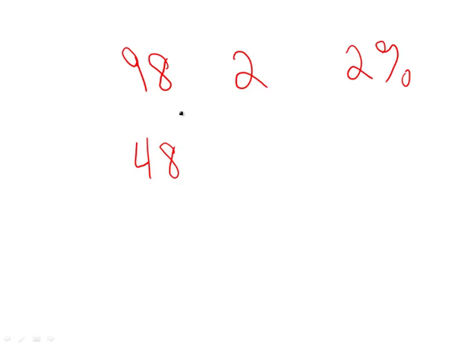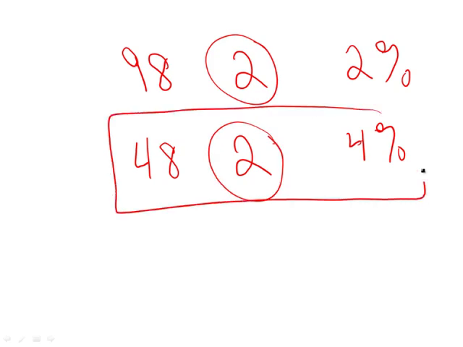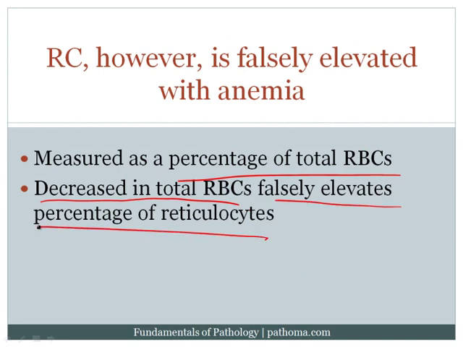then the patient would have 48 red blood cells, and because the vast majority of what gets destroyed are going to be the normal red blood cells, the patient would have 2 reticulocytes, and so now the patient has 2 out of 50. 48 plus 2 is 50. 2 over 50, which is really 4 over 100, or 4%. Now you see that the reticulocyte count went up to 4%. However, has the bone marrow made any extra red blood cells in this circumstance? The answer is no. It's still making those same 2 reticulocytes. And so you can see that in a patient with anemia, the reticulocyte count is falsely elevated. And that's what I was trying to say here in your text, that a decrease in total red blood cells falsely elevates the percentage of reticulocytes.